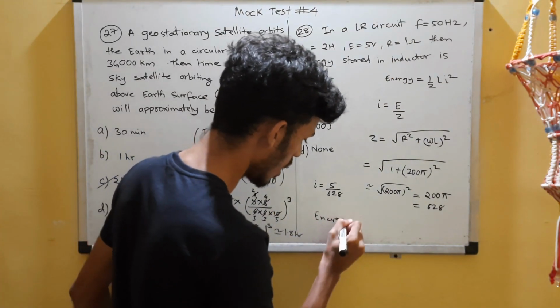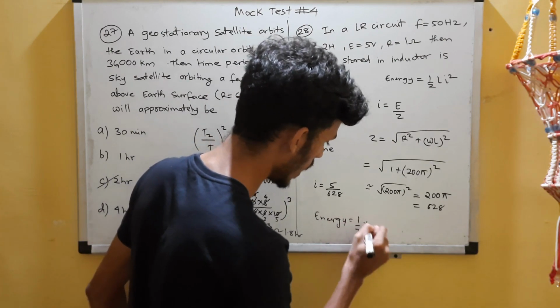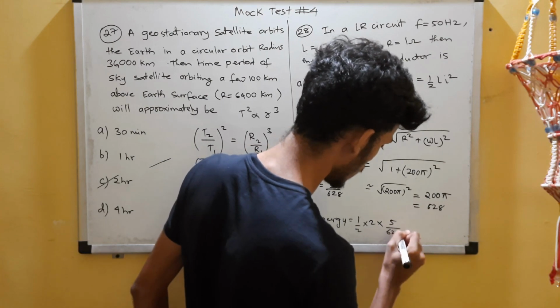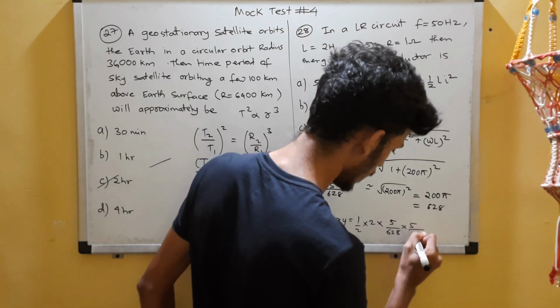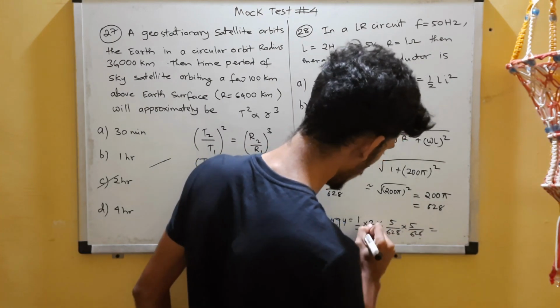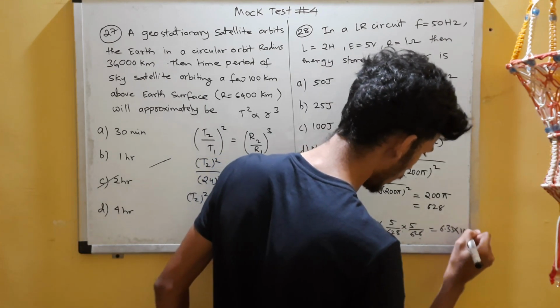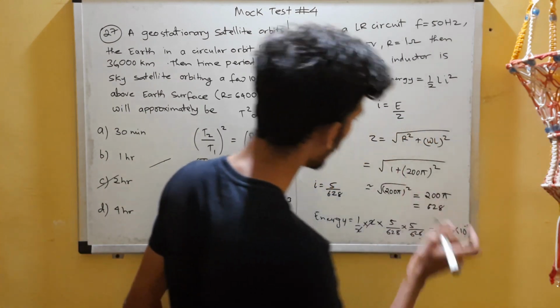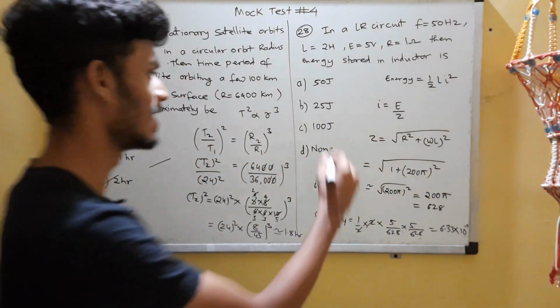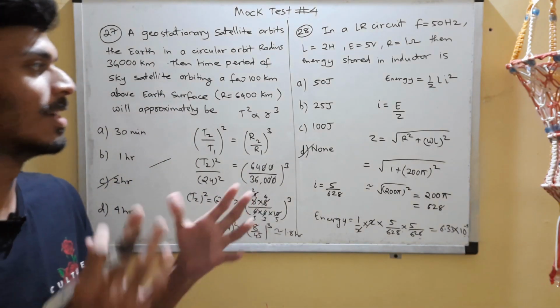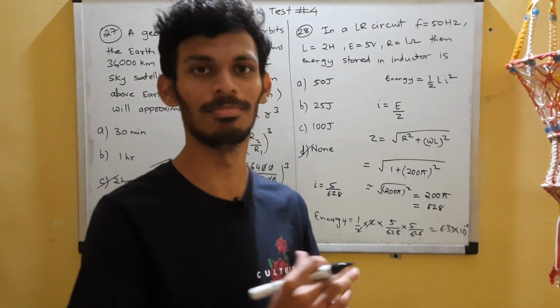Energy will be half Li square, so half L, L is 2, and I is 5 divided by 628. So this divided by 628 into 5 divided by 628. This and this will cancel. This will be 6.33 into 10 to the power minus 5 joules, I guess. So which is option D, none of the above. Okay, so let's move to the final two questions for the day, and that will be it.